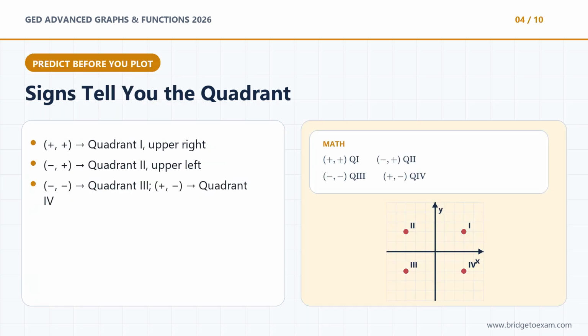The two axes split the plane into 4 regions called quadrants. Here is the secret. The signs of x and y tell you the quadrant before you plot anything. When both are positive, you are in quadrant 1, the upper right. When x is negative and y is positive, you are in quadrant 2, the upper left. When both are negative, that is quadrant 3, the lower left. And when x is positive and y is negative, that is quadrant 4, the lower right. The numbers go counterclockwise, starting from the upper right.